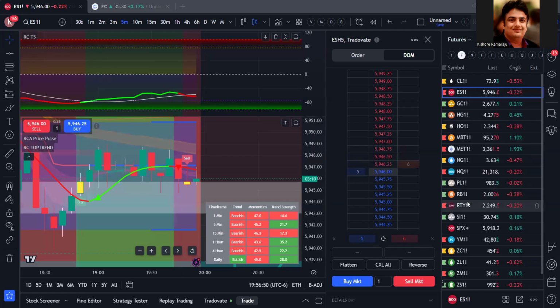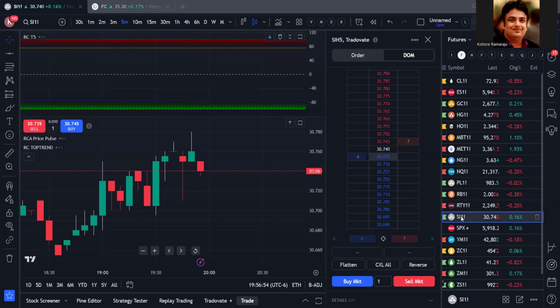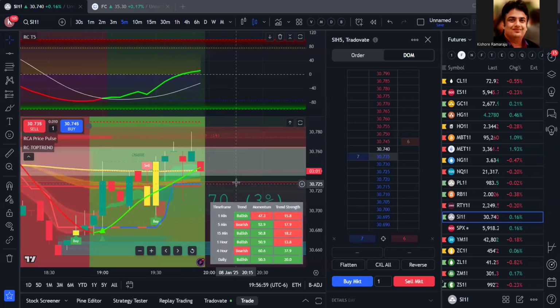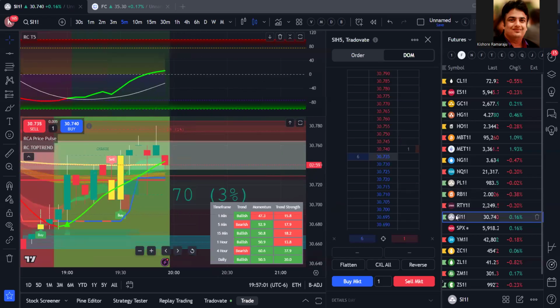So once you identify that, overall in the higher time frame, it is bullish. So you wait for a buy signal in the lower time frame. In the daily time frame, if it is bullish, then you always wait for a buy signal.